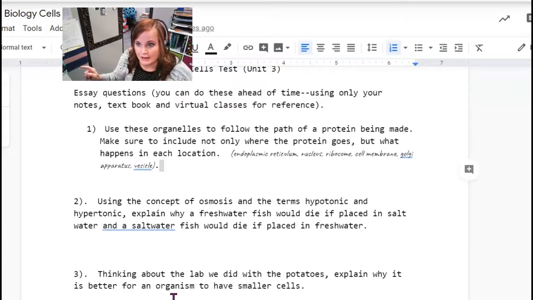So they actually go to the cell membrane, and the cell membrane attaches to the vesicle and kind of pulls that whole vesicle out of the cell to allow that protein to leave the cell to be transported through the bloodstream someplace else in the body where that protein might be used. So I want you to make sure you can use those terms.